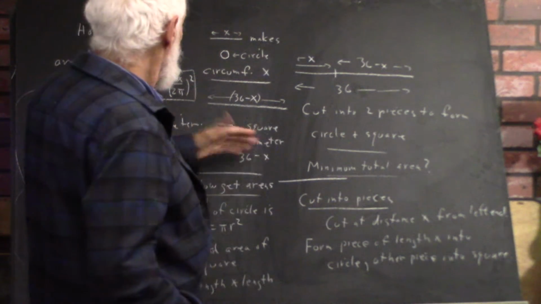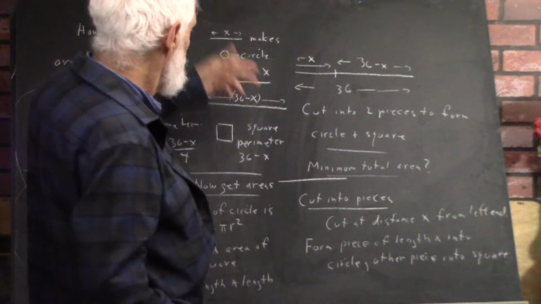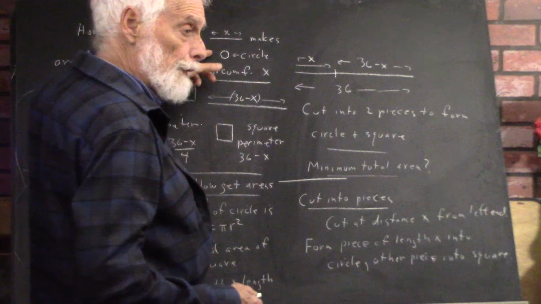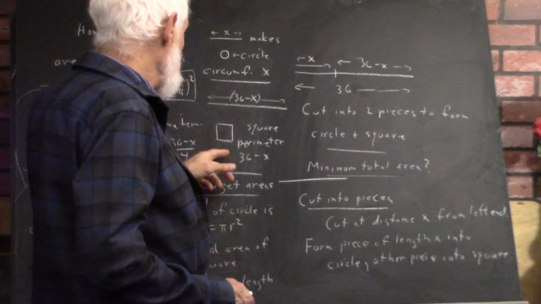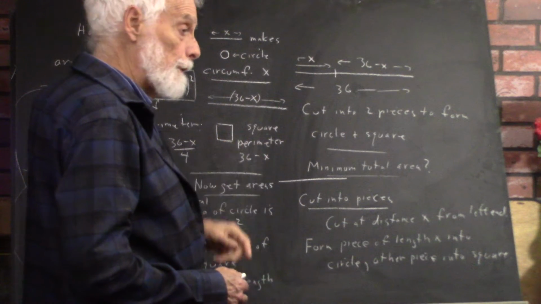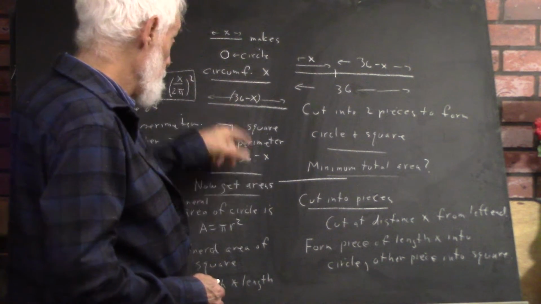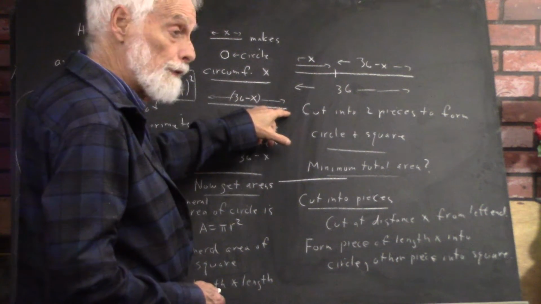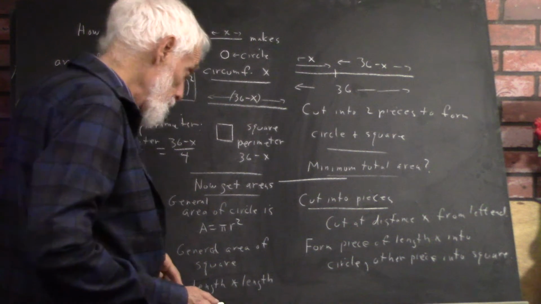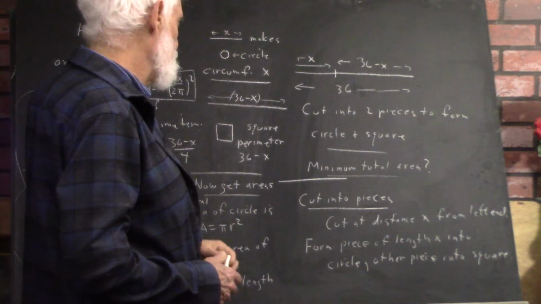And I asked, what dimension of the square corresponds to that? I asked, what dimension of the circle, what dimension of the square? Got pretty quick answers: circumference up here. It took a while to get this answer, but people came up with perimeter. So the perimeter of the square is 36 minus X. The perimeter of the square formed by this piece of length 36 minus X has got to be the length of that piece, 36 minus X. Okay, now we've got to get our areas, and this gets a little bit tricky.